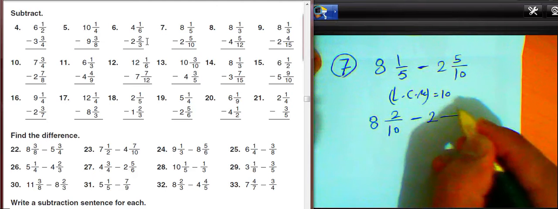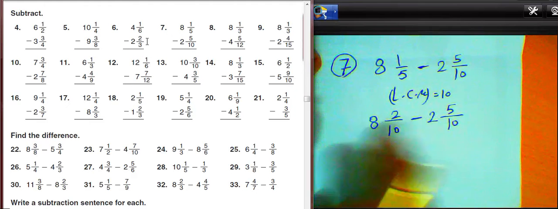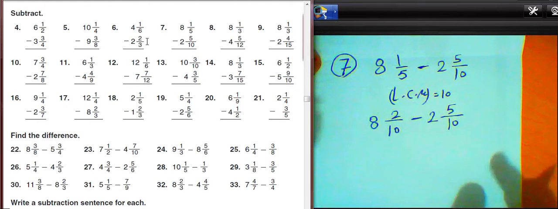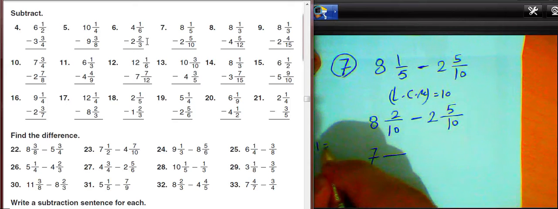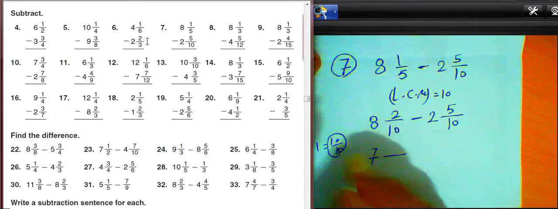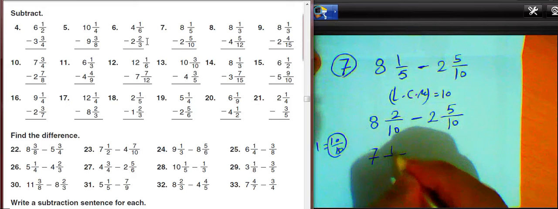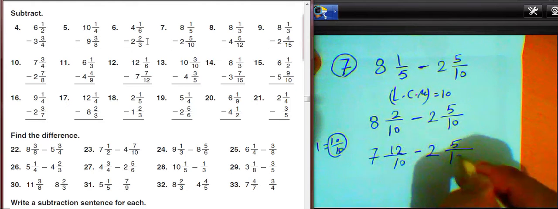Subtract 2 and 5 over 10. We can subtract 2 from 8, but 2 subtract 5 we can't do it. So we must borrow 1 from 8, it will be 7. And 1 will be 10 over 10. We can add 10 over 10 with 2 over 10. The result will be 12 over 10. Subtract 2 and 5 over 10.